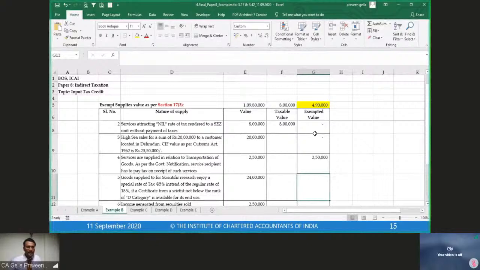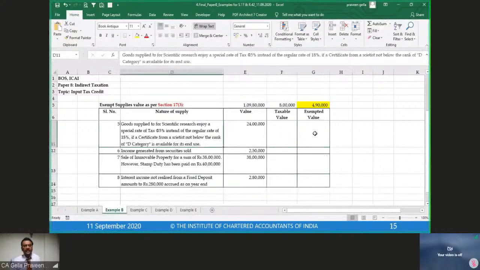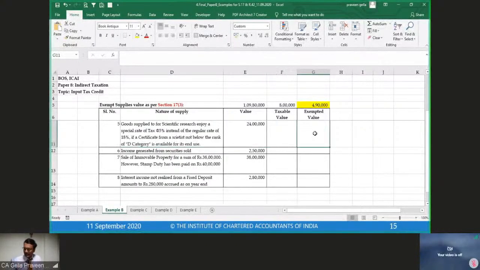Now next further. Goods supplied to a scientific research institution enjoy a special rate of 5% instead of the regular rate of 12%. Okay, now this we have discussed: there is a rate of tax specified, it is neither a nil rate of tax nor a zero rate of tax. So here also I would say the exempt value is 0.